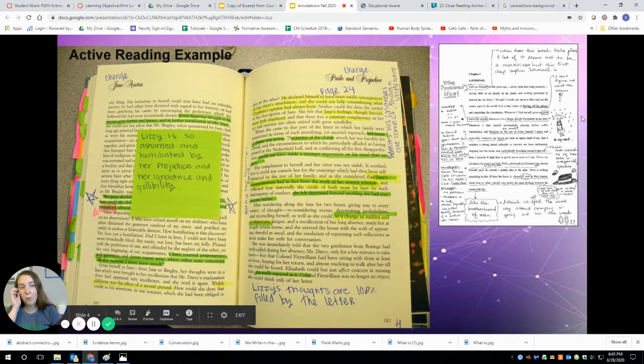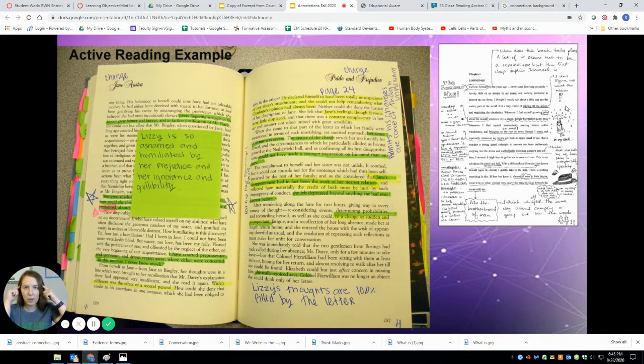Here's another example. I don't know about you, but when I annotate, I actually love to draw pictures in the margin to help me process what's going on. It helps me visualize. So if you like to draw pictures or even just stick figures, that can be a really good thing to do.